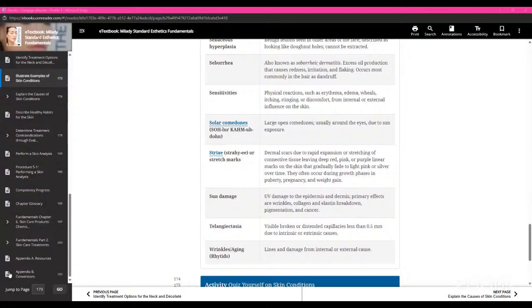as we talked about sensitivities, sensitive skin can be connected to any skin type. So skin sensitivity is a condition, and not necessarily a skin type. You have solar comedones, which are large open comedones, usually around the eyes due to sun exposure. Be careful around that area. Usually the skin is thin around that area as well. You also can possibly see individuals who have aging caused by the sun in those particular areas too.